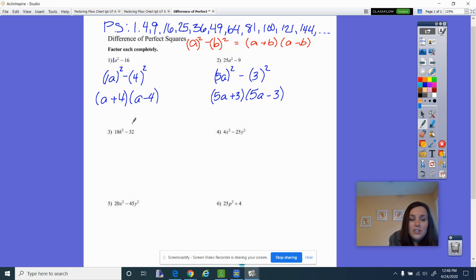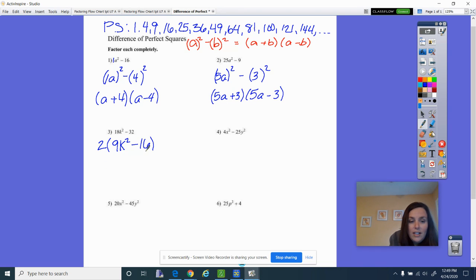All right, let's look here. Is 18k squared a perfect square? Is 18 on my list? No. Is 32 on my list? No. But what do I know about 18 and 32? Well, there's a GCF, and we always need to look for a GCF. So I'm factoring out my GCF, which is 2. 18 divided by 2 is 9, so I have 9k squared minus 16. Now I look at the inside. This 2, again, means nothing to me until the very end.